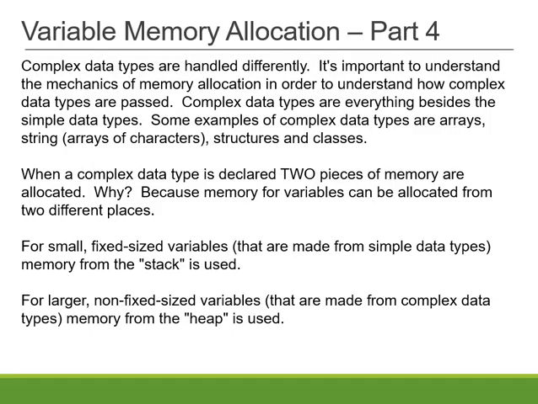Complex data types are different from simple data types in memory allocation. Complex data types are arrays, strings, structures, and classes. When a complex data type is declared, 2 pieces of memory are allocated. Why? Because memory for variables can be allocated from 2 different places. For small fixed-size variables that are made up of simple data types, memory from the stack is used. For larger, non-fixed-sized variables, those are the complex data types, memory from the heap is used.